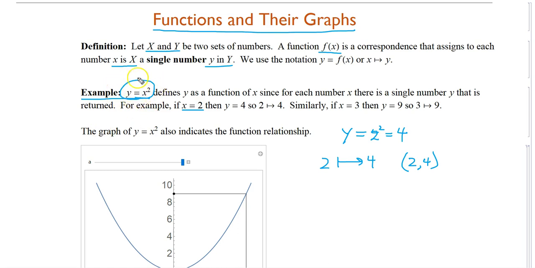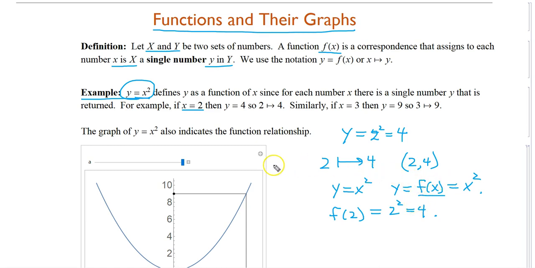Now, to indicate that this is a function, we can use function notation, as we'll mention soon. Instead of y equals x squared, to indicate that y is a function of x, we can say let y equal f of x, and so f of x is equal to x squared. And notice then, if we put the number 2 in for x, we get f of 2 equals 2 squared, or 4. So this is called function notation.